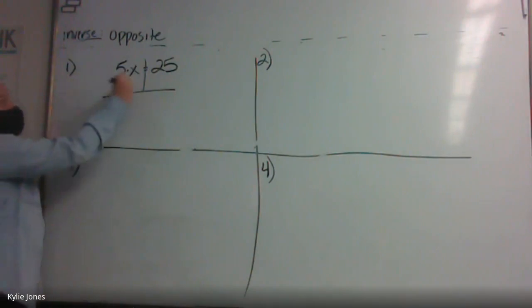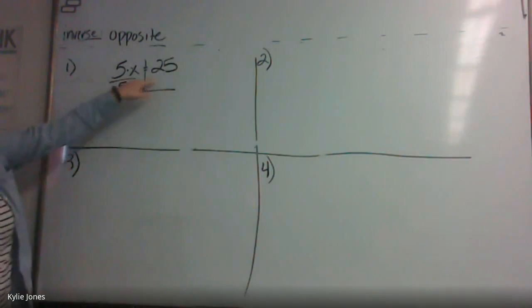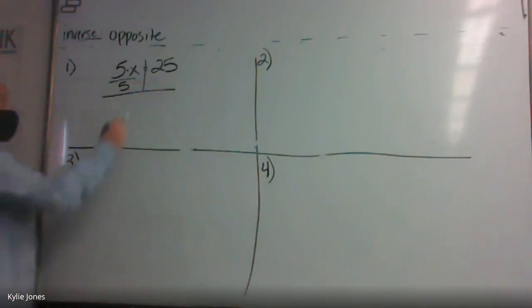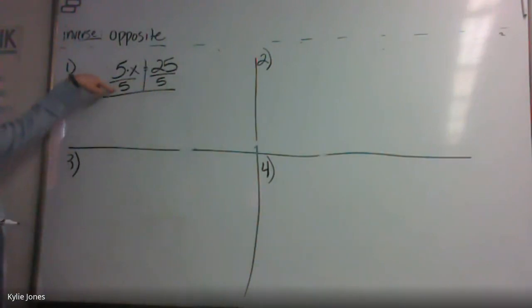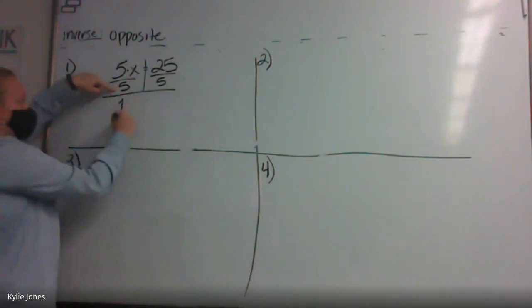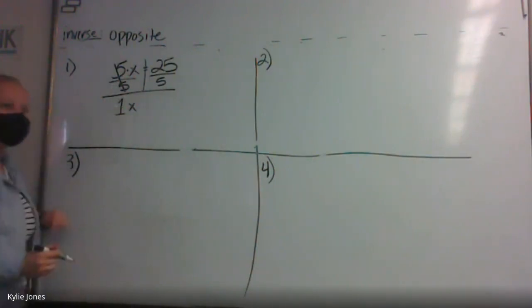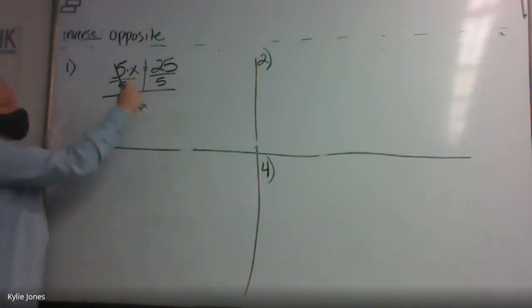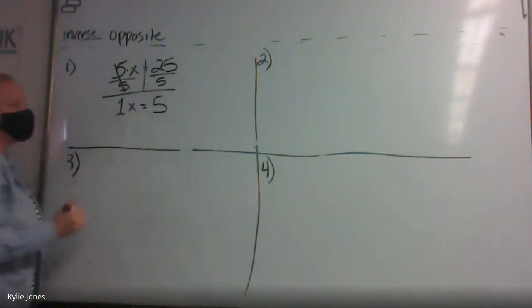Dividing by 5. If I divide by 5 on this side, what do I have to do on this side? Divide by 5 on this side. Now, what is 5 divided by 5? 1. So those go away. You did 5 divided by 5 and drop down your x. 1x equals, what is 25 divided by 5? 5. So 1x equals 5.